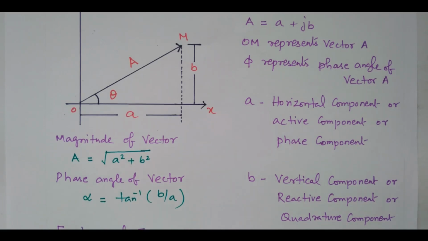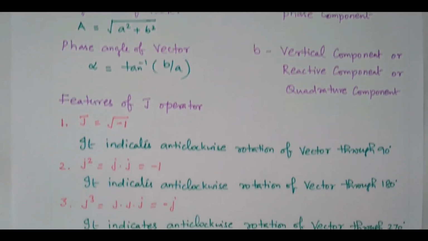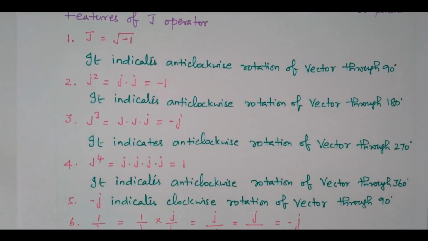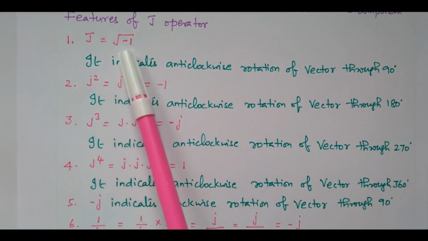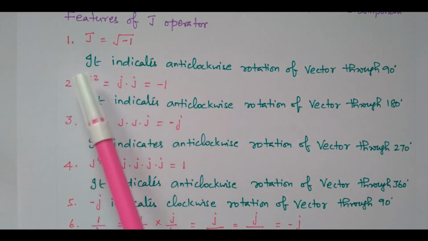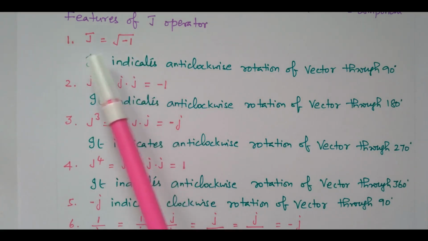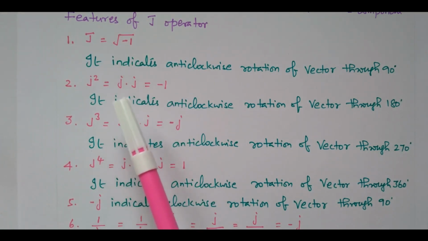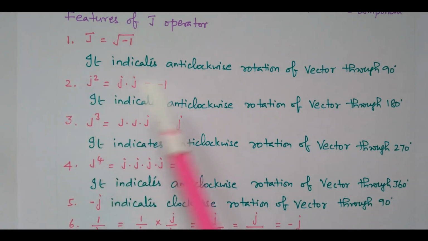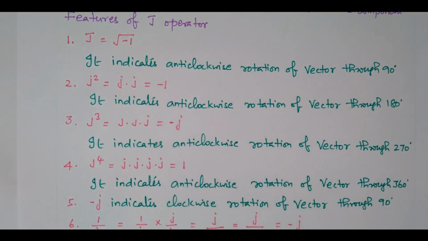Now we will see what the J operator is. Some more details about the J operator. j equal to square root of minus 1. This is the value of j. If you square both sides, you will get j square equal to minus 1. That is j into j is minus 1. So during the problem we can use two values, j square equal to minus 1 or j equal to square root of minus 1.